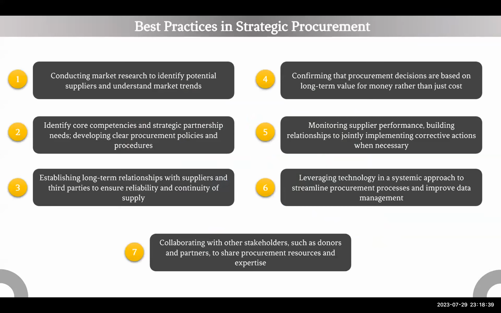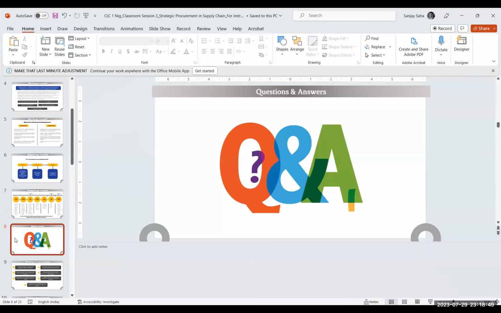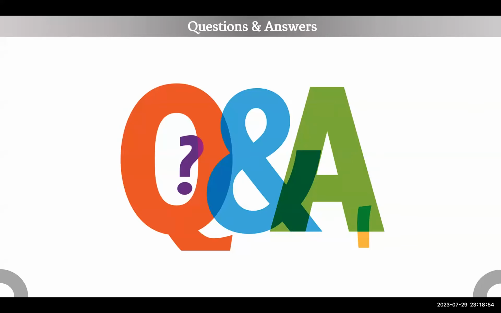Hi, Sanjay. Yes, just a little question. I want to ask, is there any time that an organization can apply both processes? I mean, both ad hoc and strategic procurement. Is it possible that way? Yes, indeed. It is definitely possible.